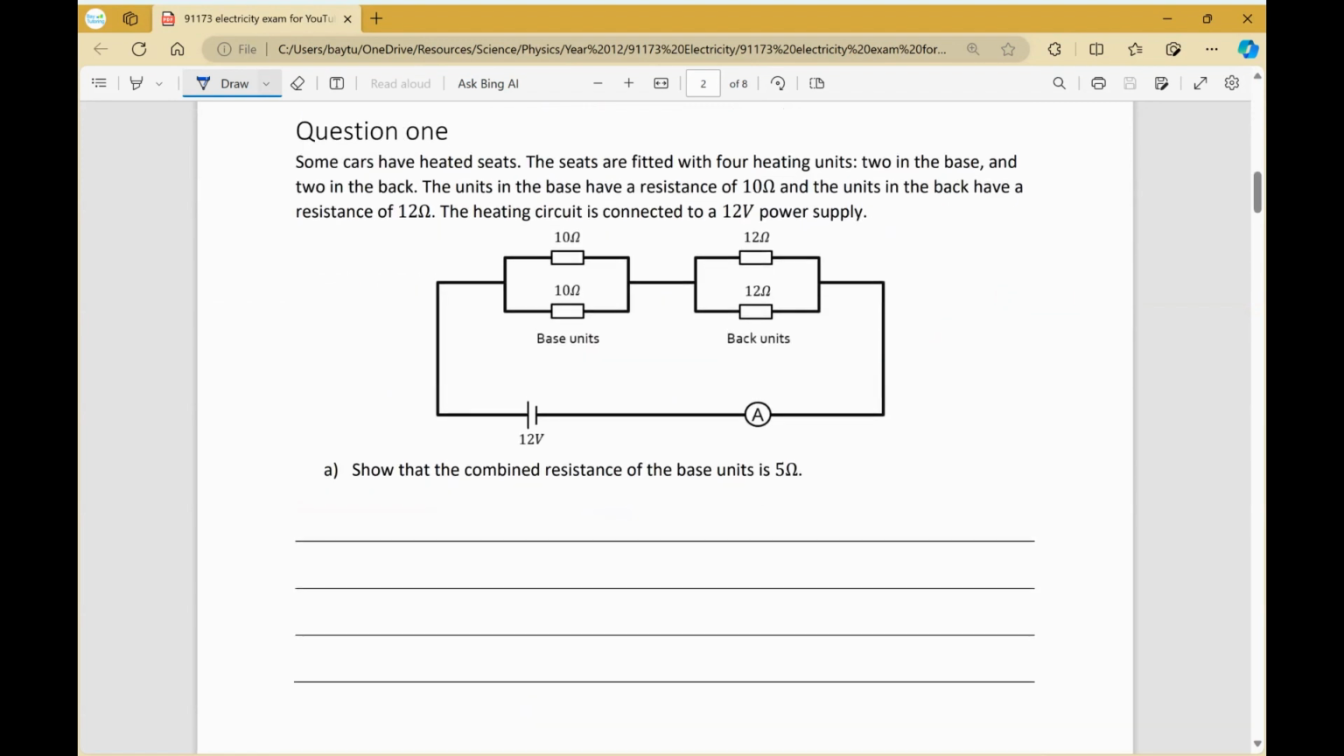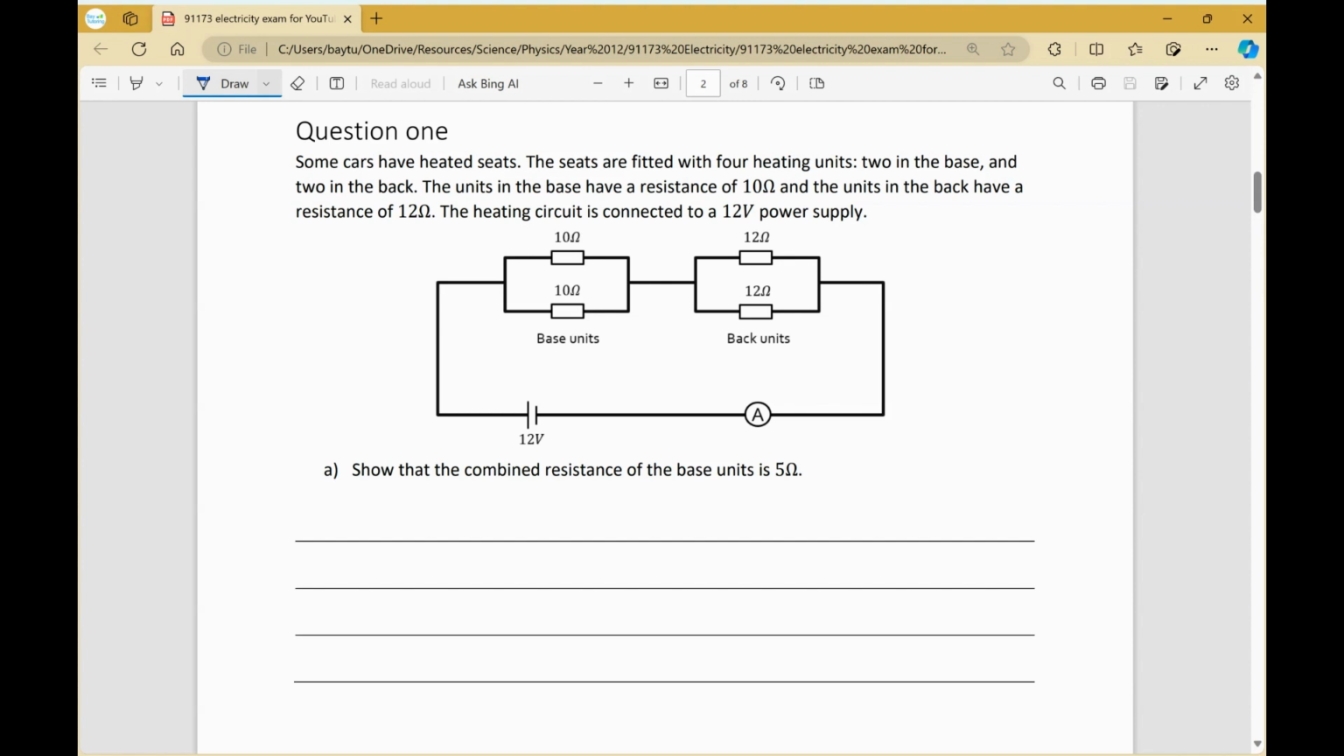Okay, question 1. Some cars have heated seats. The seats are fitted with 4 heating units, 2 in the base and 2 in the back. The units in the base have a resistance of 10 ohms and the units in the back have a resistance of 12 ohms. The heating circuit is connected to a 12-volt power supply. Show that the combined resistance of the base units is 5 ohms.